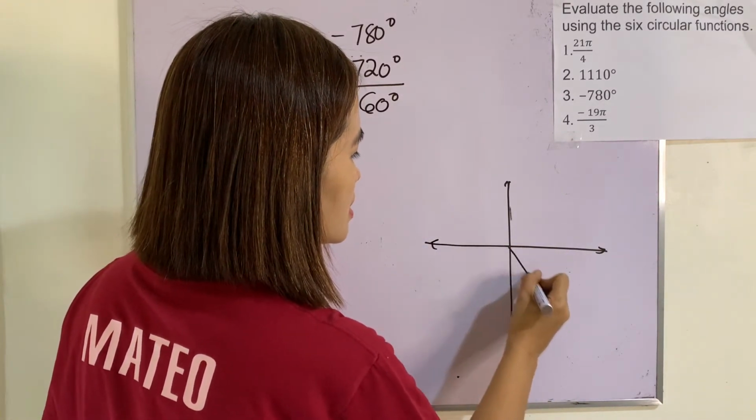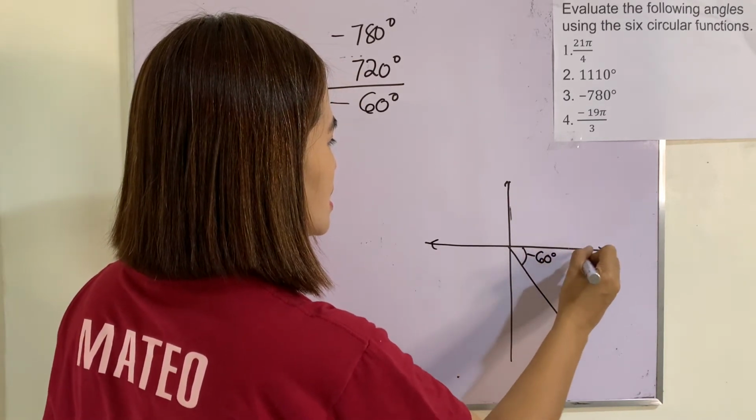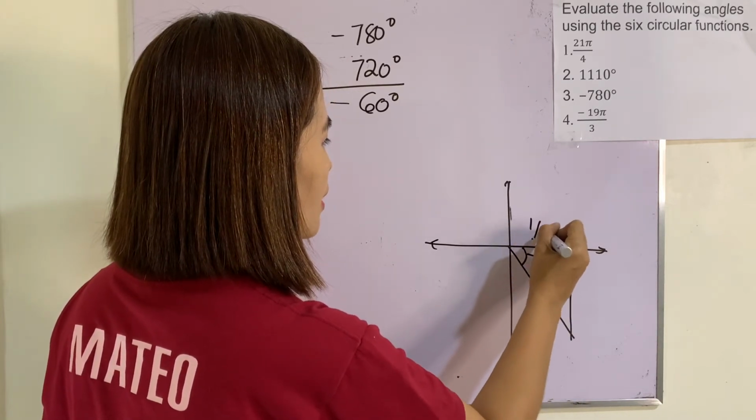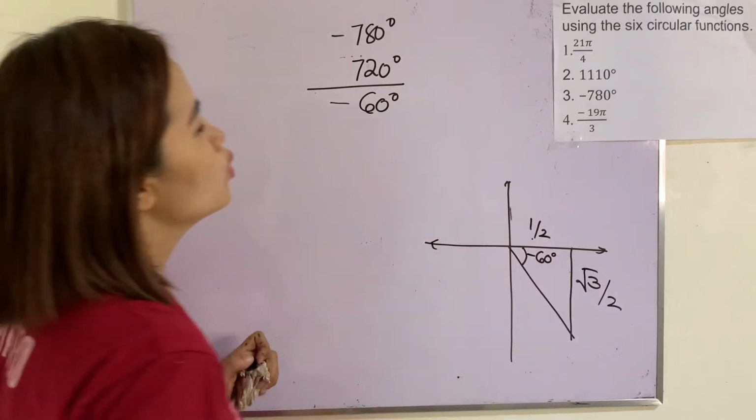Negative 60 is here. Okay, this one is negative 60 degrees, so we will connect it here. This one is the shorter side, this is 1/2, and this one is the longer side, this is square root of 3 over 2.